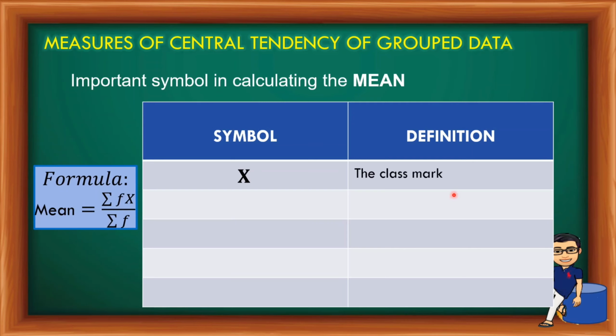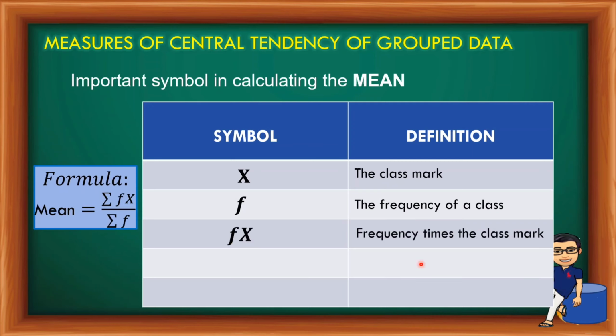Later on, alamin natin kung ano yung class mark. Sa example, ipapakita kung paano isolve ang class mark. We have the next, which is F. Ito yon, which is called the frequency of the class mark. So, it's the number of the frequency of every class mark. Then we have this, and we call that as frequency times the class mark. Again, frequency times the class mark.